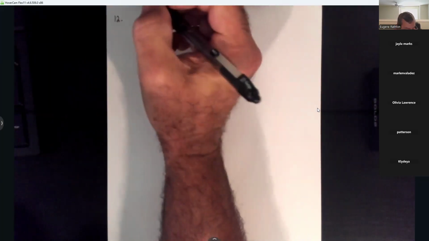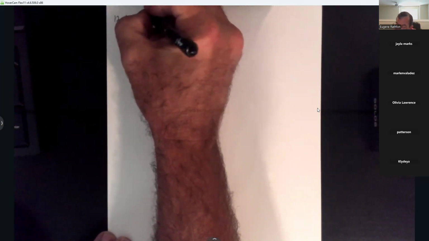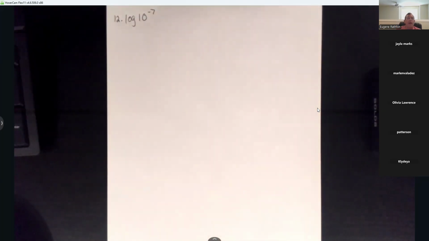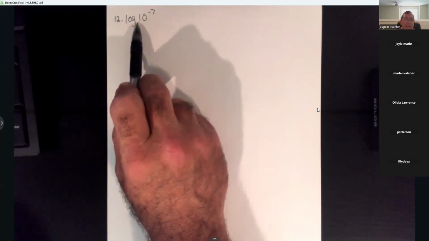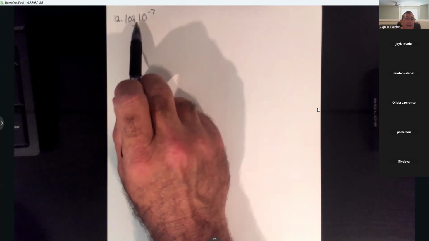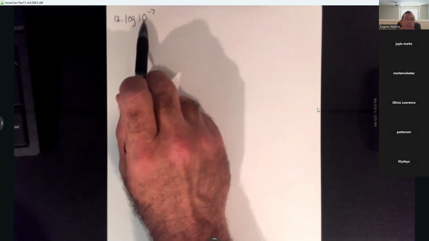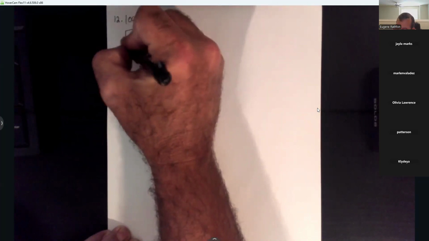All righty. This one will be like number 12. Let me turn this over. So number 12 is a log of 10 to the negative 7th. All right, y'all, so what's that answer? Remember, that's a log. It don't have a base. It automatically is what? And then this answer is like a log base 10 of 10 to the negative 7. Good job. That was going to equal negative 7.